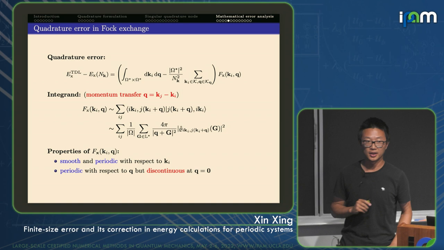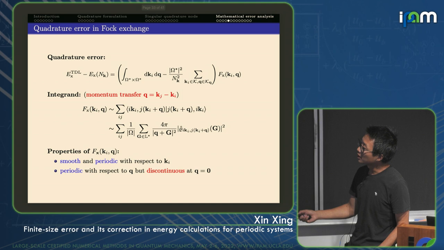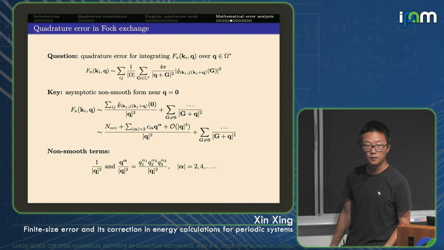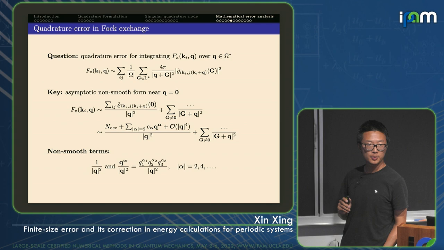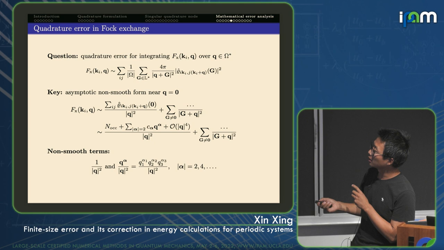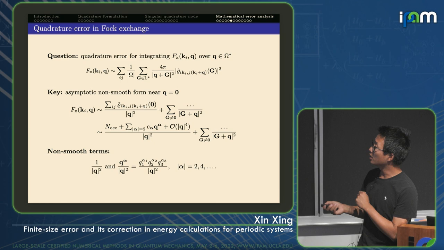But this is indeed not the case. The main technical challenge is that we need to get a tighter estimate of the quadrature error for integrating over the momentum transfer vector q, which is non-smooth but periodic. It turns out that the key component that determines the dominant quadrature error in this trapezoidal quadrature calculation is the asymptotic non-smooth behavior of your target function near the singular point q equals zero.